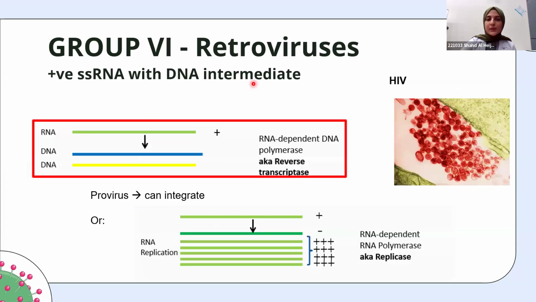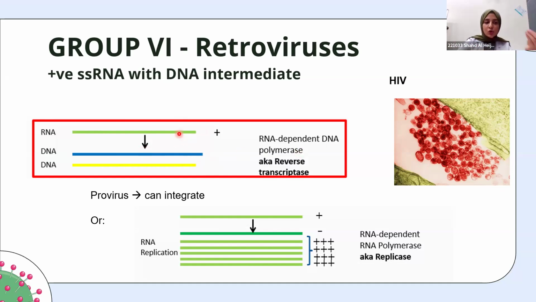Next will be group 6, the retroviruses. Under retroviruses, we have HIV. Remember this, it's important. Retroviruses is a positive single-stranded RNA, but it has a DNA intermediate. So it's a retrovirus. It can go from RNA to DNA. So what is the enzyme here? We have RNA-dependent DNA polymerase. We're making DNA from RNA, RNA-dependent DNA polymerase, which is reverse transcriptase, opposite of transcription. We're going from RNA to DNA.